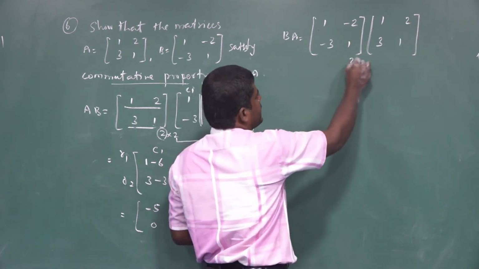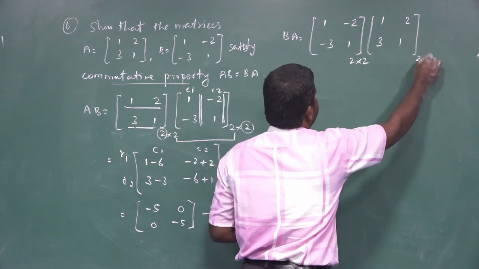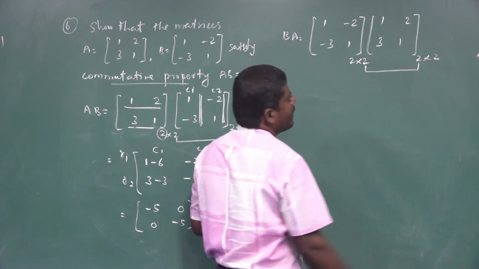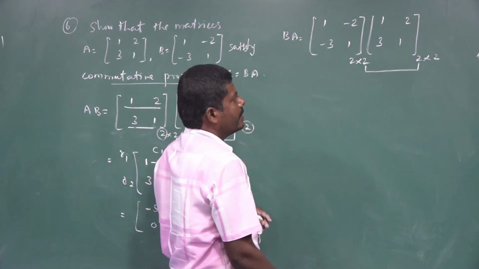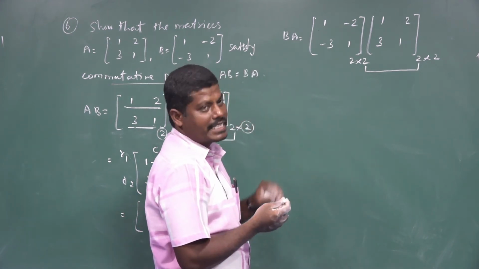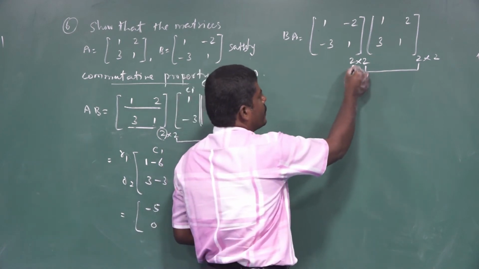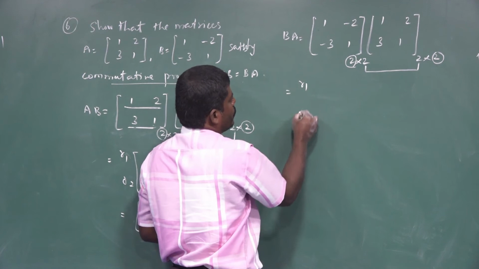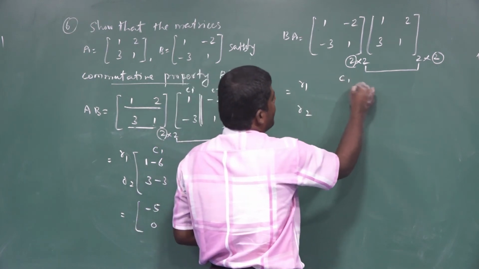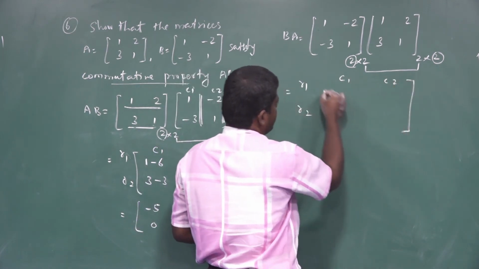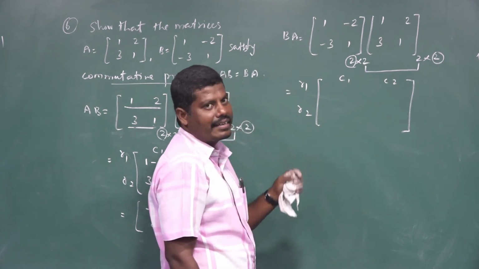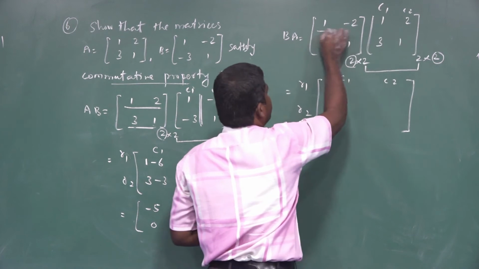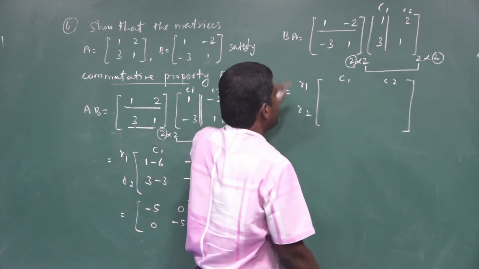Order of our first matrix is 2 by 2. Order of our second matrix is 2 by 2. So number of columns in first matrix is equal to number of rows in our second matrix. Therefore, product of BA is possible. Our result order is 2 rows and 2 columns, row 1, row 2, and column 1 and column 2. This is our result order. Now this is column 1, this is column 2. We take first row, first column.